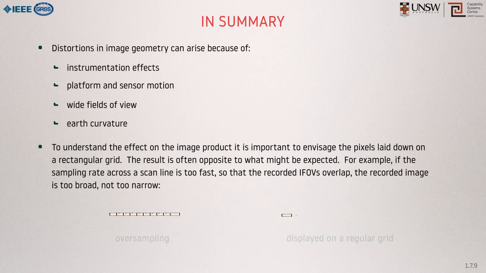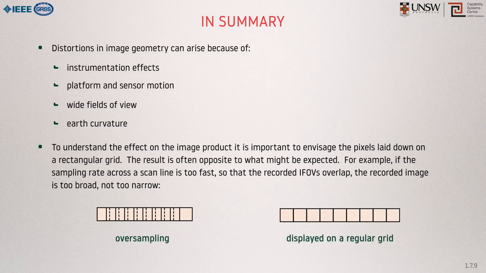The last point in this summary demonstrates the expansion of the image across the track caused by oversampling with respect to the IFOV of the instrument. This is a particular problem with the Landsat multispectral scanner.